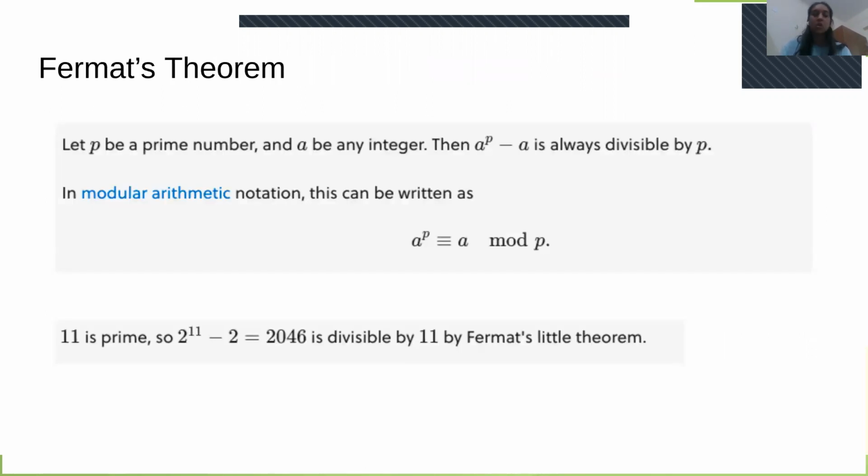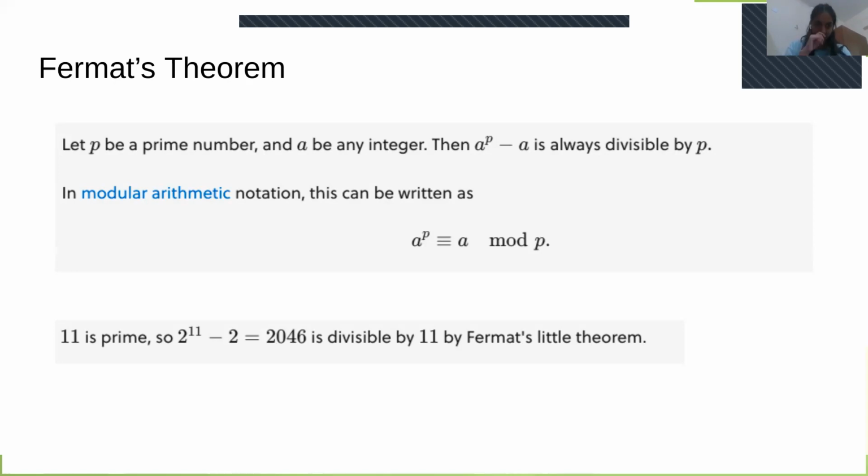Fermat's theorem states that, let P be a prime number and A be any integer. Then A to the power P minus A is always divisible by P. In modular arithmetic notation, this can be written as A to the power P is congruent to A mod P.